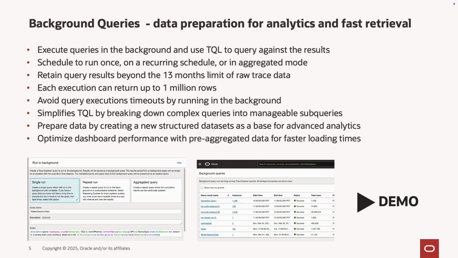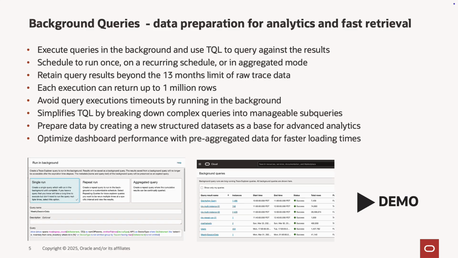For example, when retrieving a large dataset, you may encounter a 1-minute timeout with a runtime query. Using background queries, the query runs behind the scenes until it completes and retrieves up to 1 million rows. Also, the result will be saved with unlimited time instead of the 13 months retention time of the raw trace data.